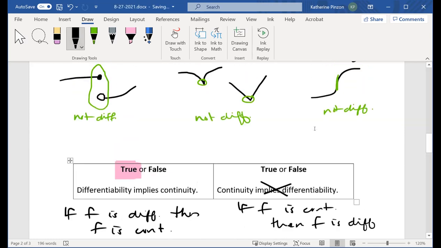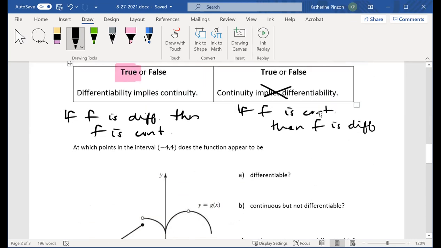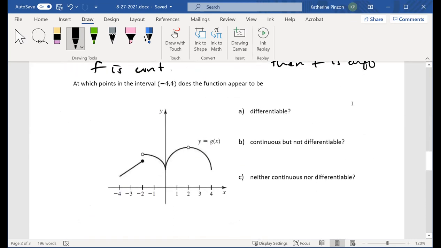Here are some examples. These three graphs right here are all continuous. Agree? These three pictures right here are all continuous, but they're not differentiable. So if you're continuous, you don't know anything. You could be differentiable, you could not be differentiable. But if you're differentiable, you have to be continuous. That's the first step.